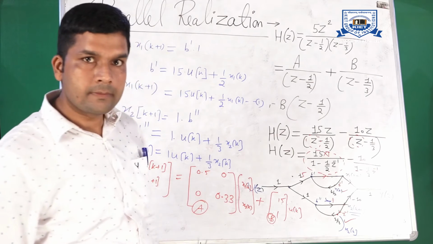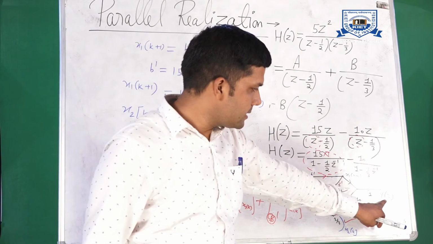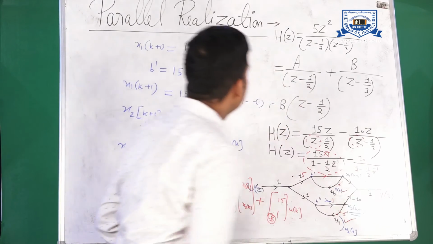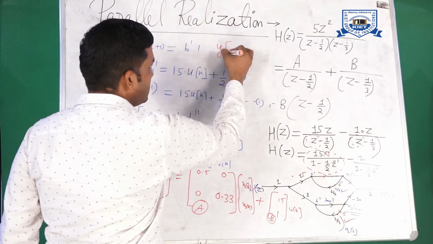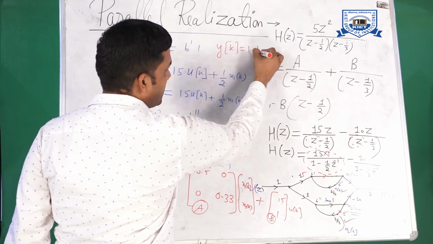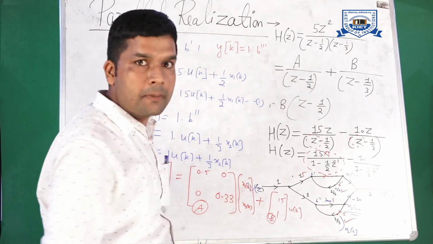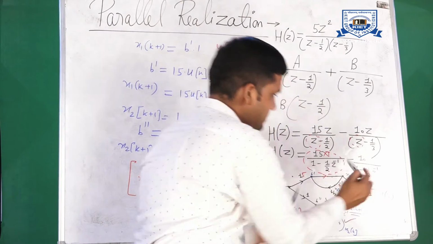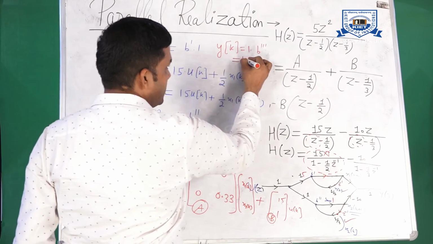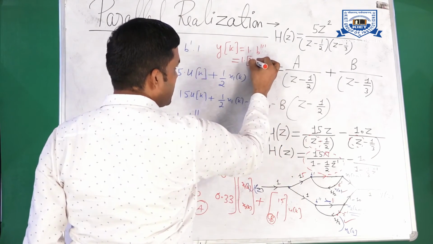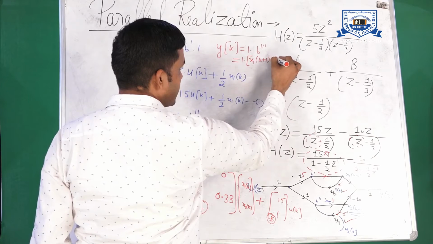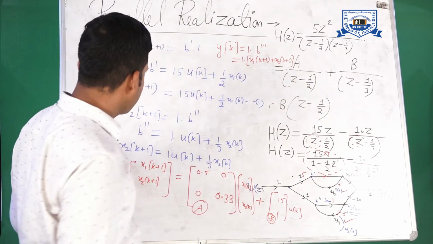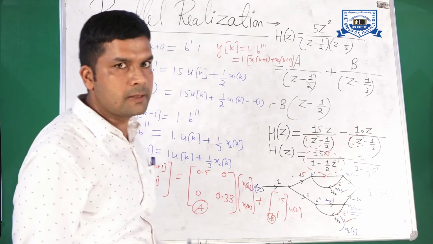What is output? Output is y(k) or Y(z) is equal to 1 into b triple dash. y(k) is equal to 1 into b triple dash, and what is the value of b triple dash? Incoming node is this and this: 1 into x1(k+1) plus x2(k+1). Put the values of x1(k+1) and x2(k+1), we can calculate the y(k).